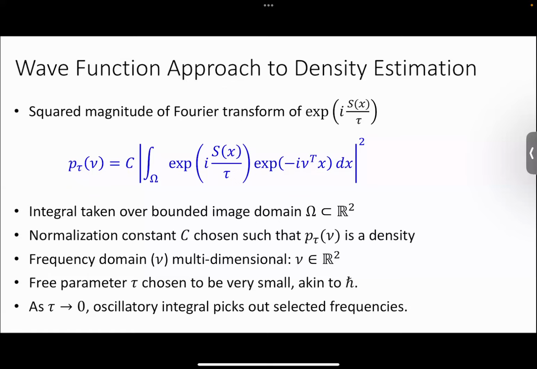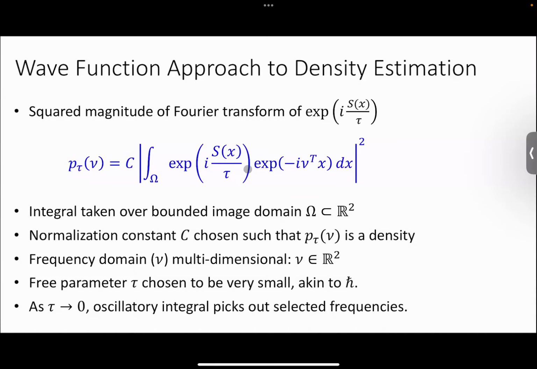Basically, what we're going to show you is that if you take the complex exponential of the distance function and you hit it with the Fourier transform, e to the minus i nu transpose x. So imagine that f of x is in 2D and nu is therefore a vector of spatial frequencies, with a frequency along the x direction and a frequency along the y direction. So it's a 2D Fourier transform. Now imagine that you take the complex exponential, we're going to start calling this the complex wave representation, and you hit it with a 2D Fourier transform and take the magnitude squared of this wave function, and you normalize it using a constant C to make it integrate to one. So this is going to be a density function.